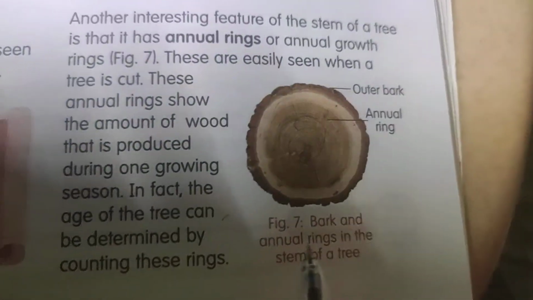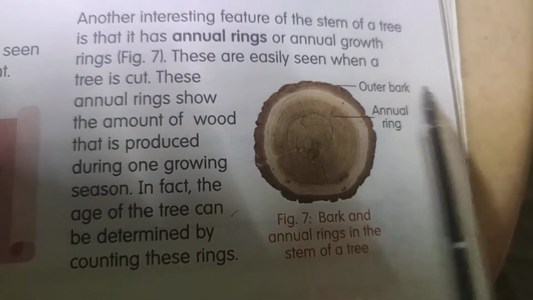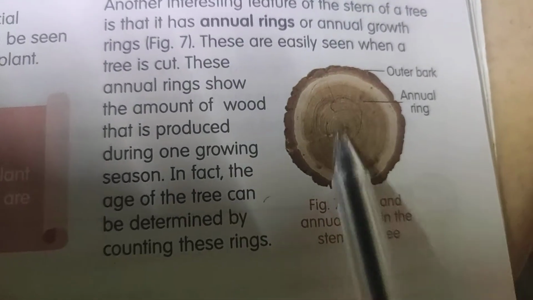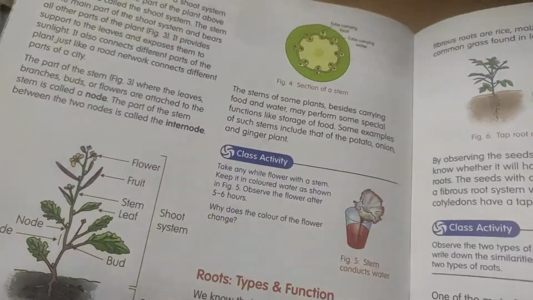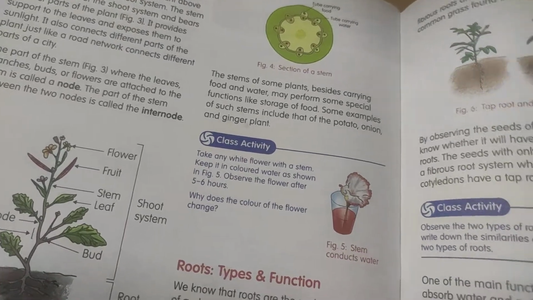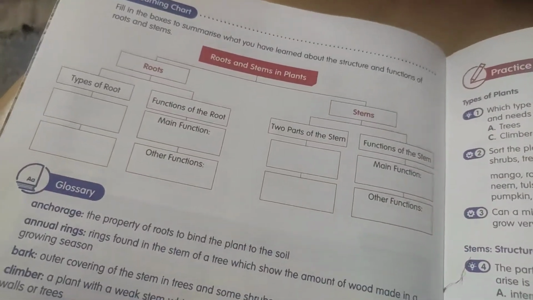See the structure of the cut stem. Outer bark, inner ring. So these rings are the annual rings. Then let's go to the next page. Yes, with this the lesson got over.